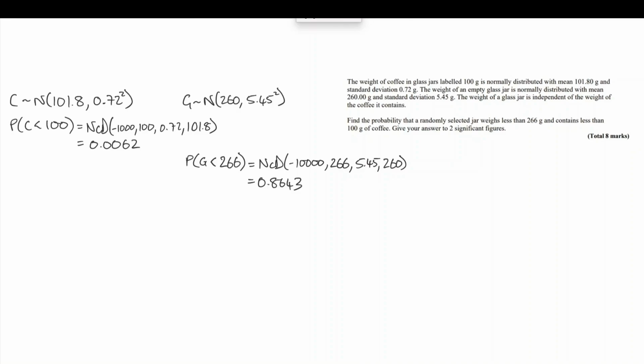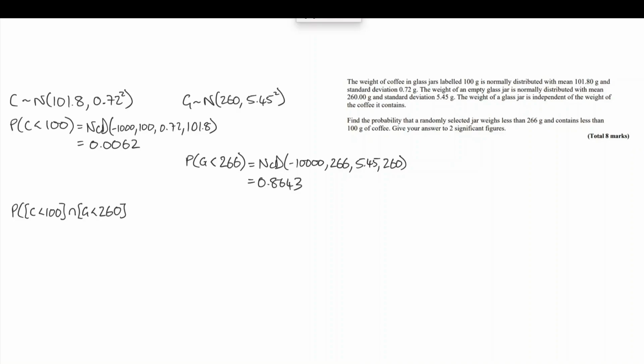Well, we've been told that the weight of a glass jar is independent of the weight of the coffee it contains. And we know that if two events are independent, I can find the probability of the intersection, the probability of both of them happening, the probability of both of them being true by multiplying them. The probability of A intersection B will equal the probability of A multiplied by the probability of B if the two events are independent.